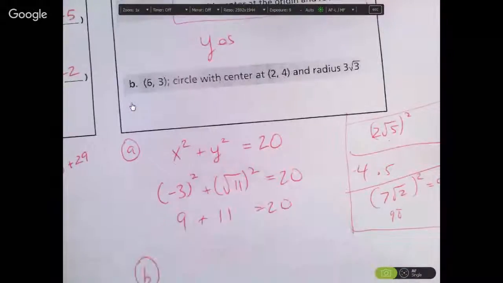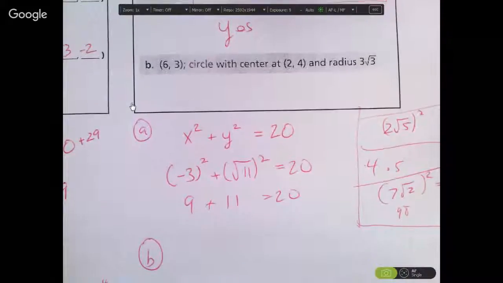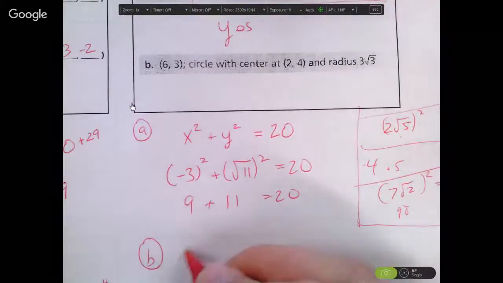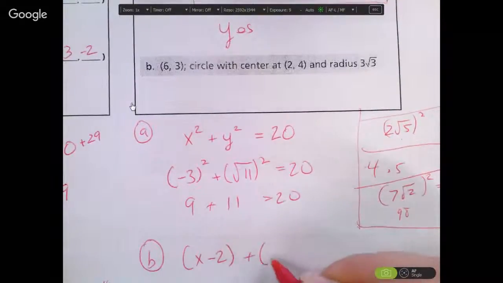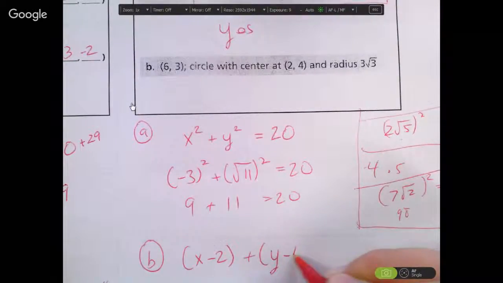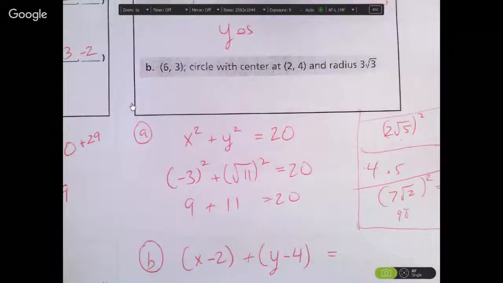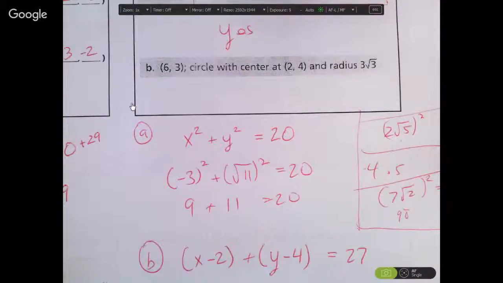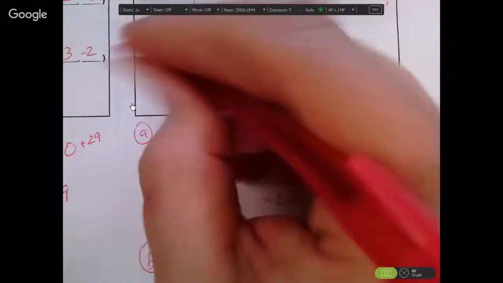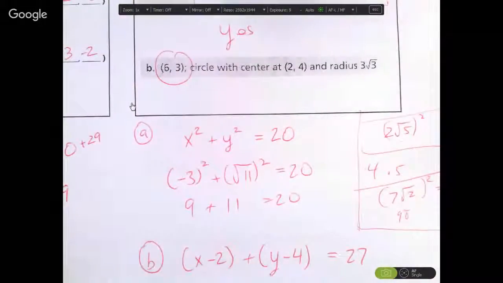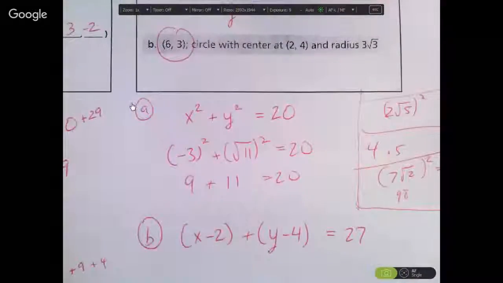B. Somebody tell me the equation for this circle. Maddie? x minus 2 squared plus y minus 4 squared is equal to 27. Why is there something that says 6, 3? That's the point we have to plug in. It's asking, will this work in this equation? In other words, will it be on the circle? So like 6 minus 2.